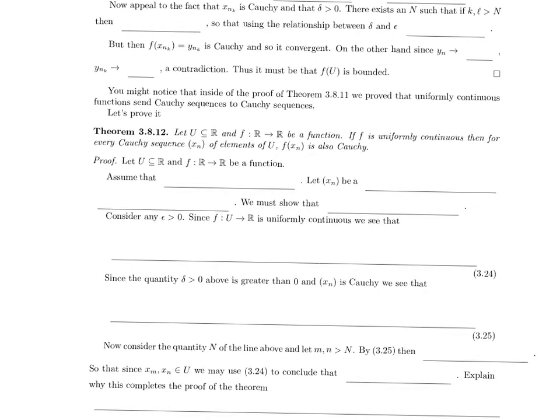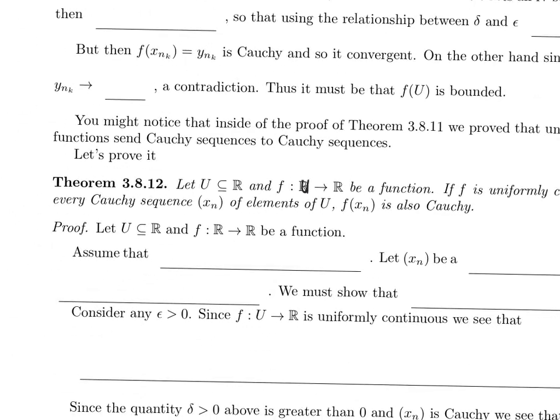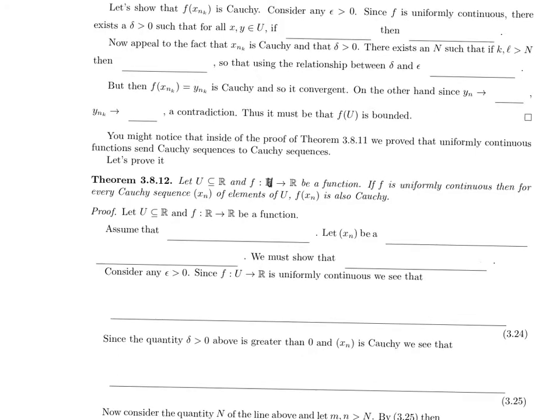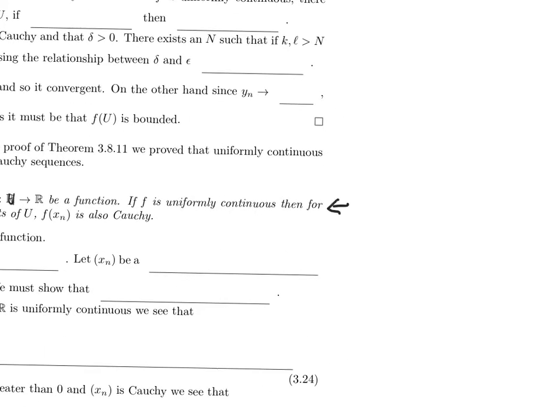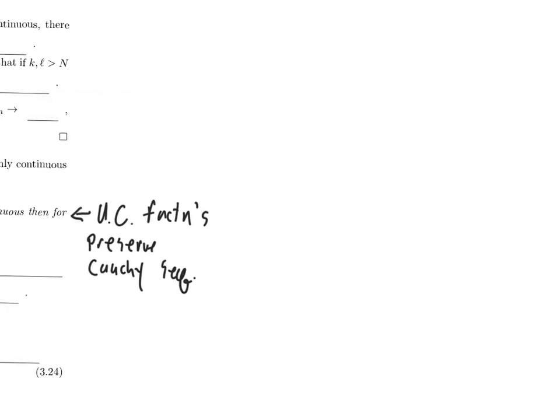Let U be a subset of R, and f from U to R be a function. If f happens to be uniformly continuous on U, then for every Cauchy sequence x sub n of elements of U, f of x sub n is also Cauchy. So what is this saying? This is saying uniformly continuous functions preserve Cauchy sequences. And that's also not true for an arbitrary continuous function.